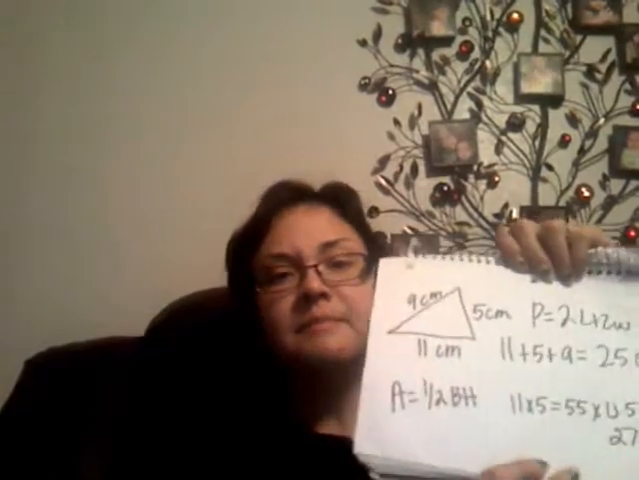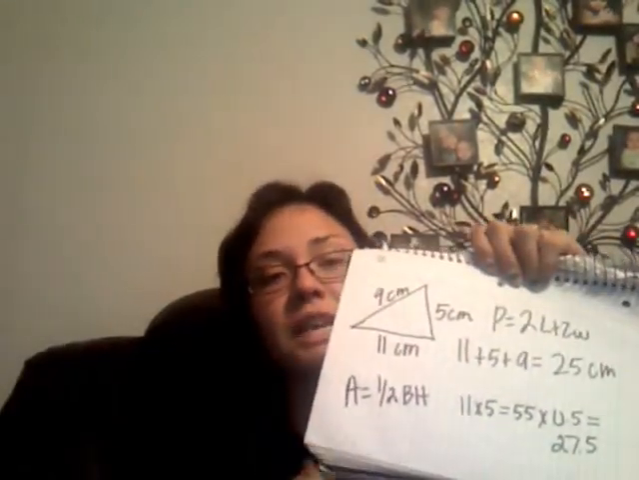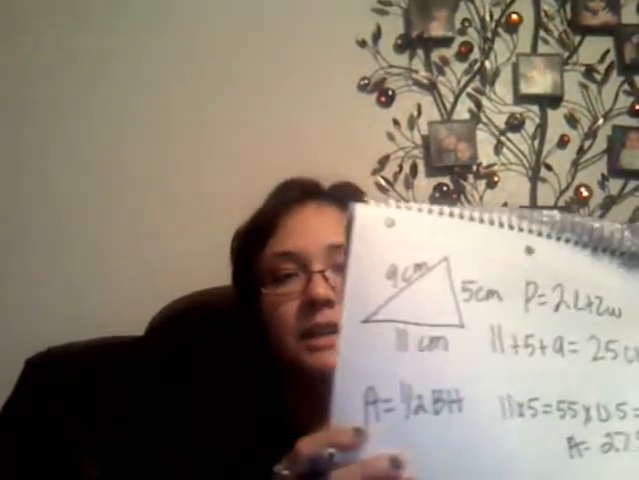And after that, we're just going to multiply 55 times 0.5, because that's a half. And then after we get the 55 times 0.5, you just multiply it out, and that's going to give you 27.5. So on here, you're just going to get 27.5. And that's going to be the area. As simple as that. That's just going to be your answer. So, that's how you do perimeter and area on another example.